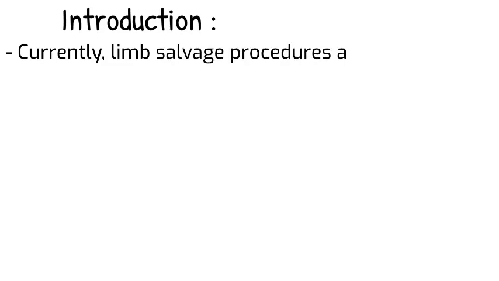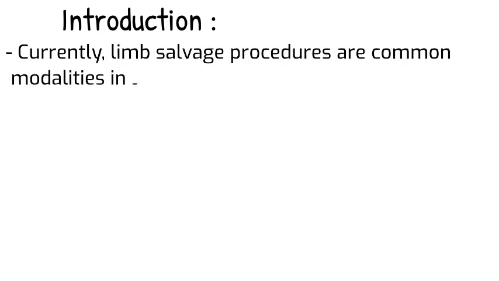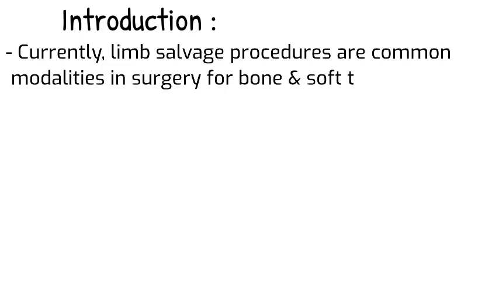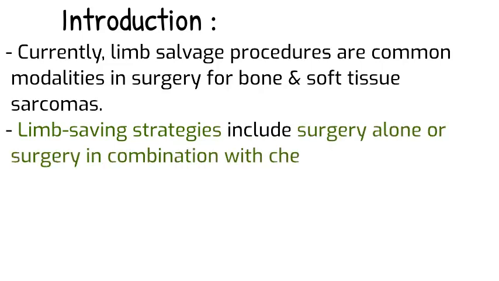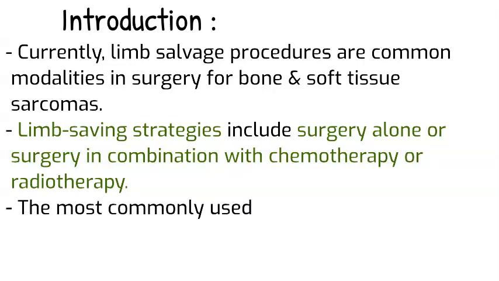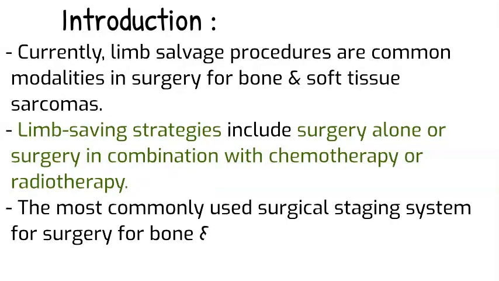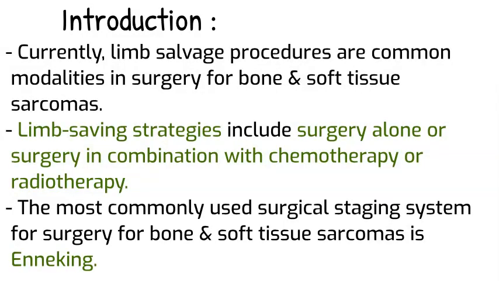Introduction. Currently, limb salvage procedures are common modalities in surgery for bone and soft tissue sarcomas. Limb-saving strategies include surgery alone or surgery in combination with chemotherapy or radiotherapy. The most commonly used surgical staging system for surgery for bone and soft tissue sarcomas is Enneking.